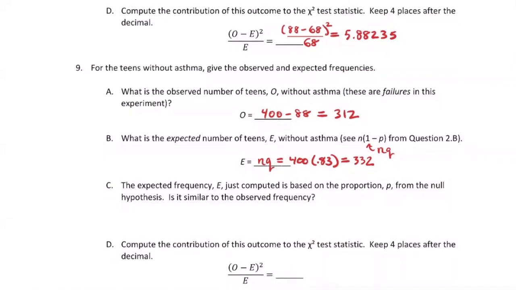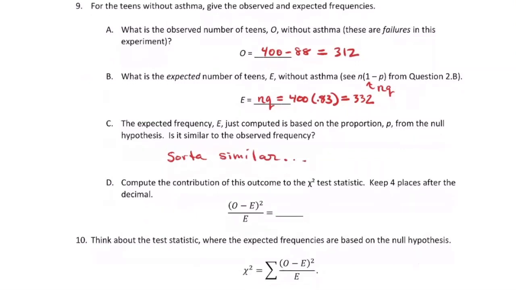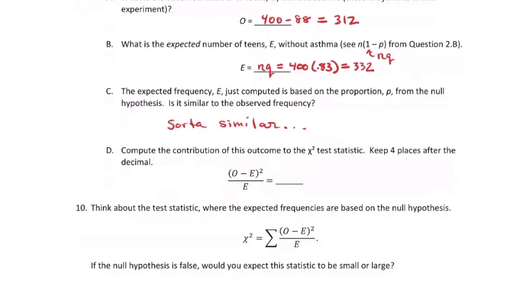Again, this is a matter of opinion. To me, whether being off by 20 is a big mistake depends on the size of the number. These are much bigger numbers than the last ones. So now to be off by 20 doesn't seem like as big a deal. And the chi-square statistic will reflect that. So is it similar? I'm going to say it's sort of similar, but it's just based on the magnitude of the numbers. And you'll see how the chi-square statistic reflects this.